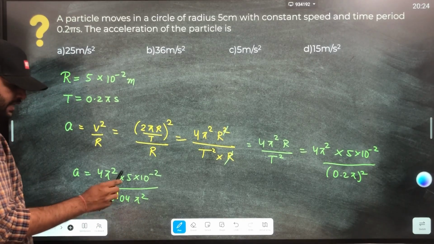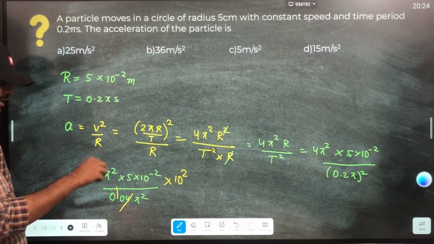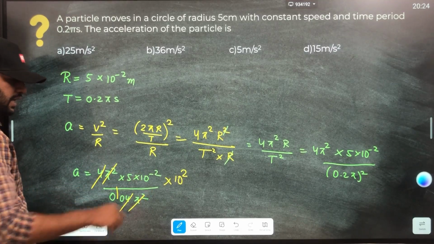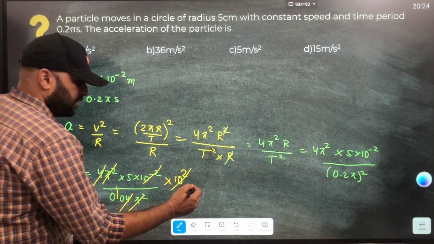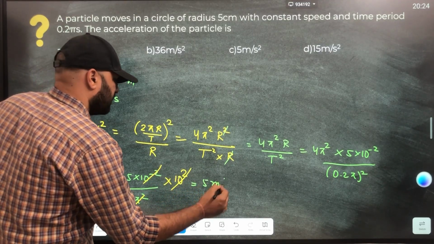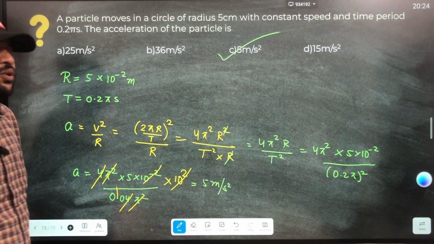When you remove this point, you will get 10 to the power 2. This 4 gets cancelled with 4, pi square cancelled with pi square, and 10 to the power minus 2 cancelled with 10 to the power plus 2. Clear? What are we left with? 5 meter per second square. That will be our acceleration in this particular case. I hope this is clear.